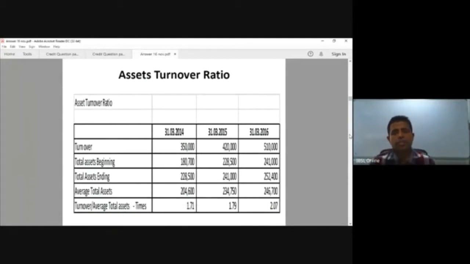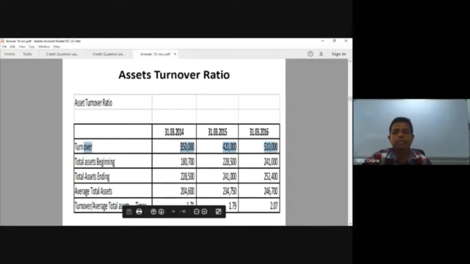Then we go to the efficiency ratios. Here also, one figure from the balance sheet, one figure from the income statement. Therefore, the figure from the balance sheet, you need to take the average one. Here first we take the asset turnover ratio. Take the turnover directly from the income statement.